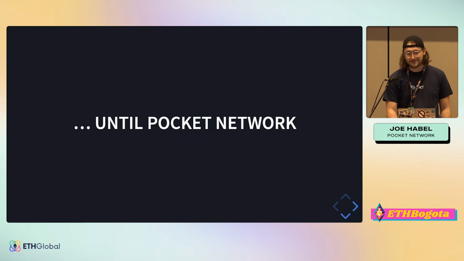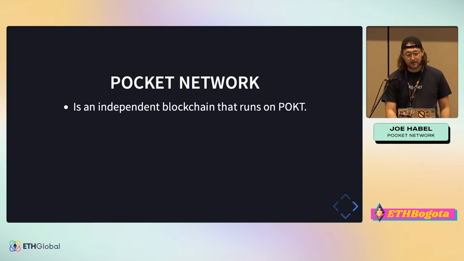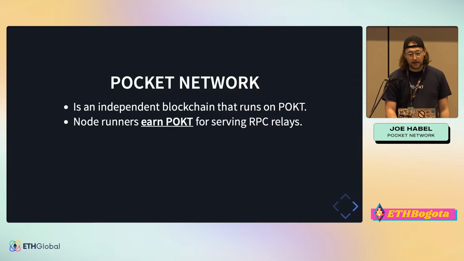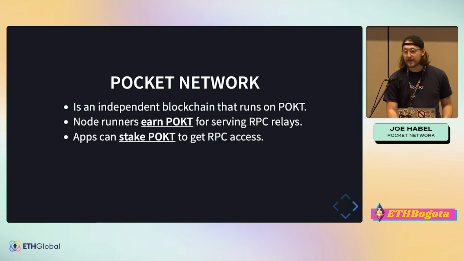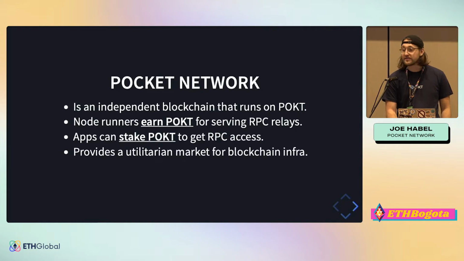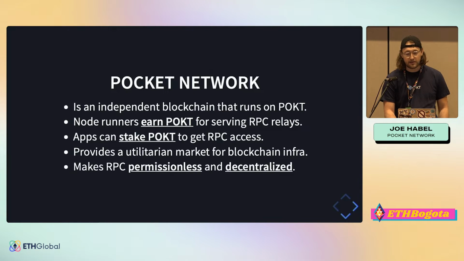Until Pocket Network. What are we? We're an independent blockchain with a native token called POKT. Node runners can come onto our network and earn POKT for servicing RPC relays. Apps can stake that POKT to get access to that RPC layer. This provides a utilitarian market for blockchain infrastructure. It makes RPC permissionless and decentralized.